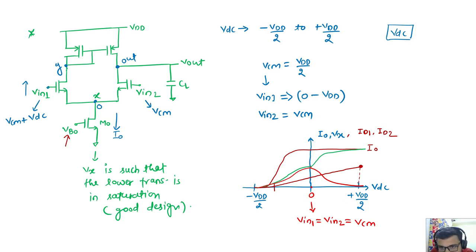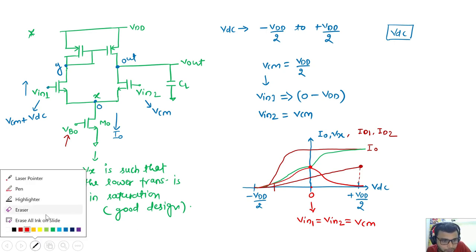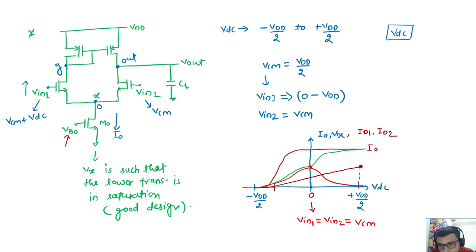The graph is not exact, I think I'm not able to draw it correctly by hand. I will show this thing in the simulation background also. Okay, so what is happening at this point? This ID1 equal to ID2 equal to I0.